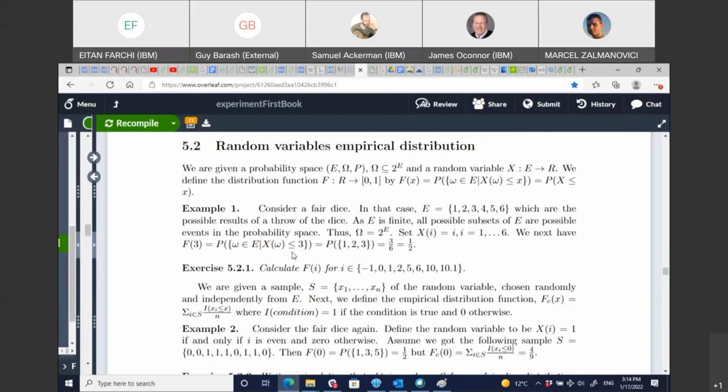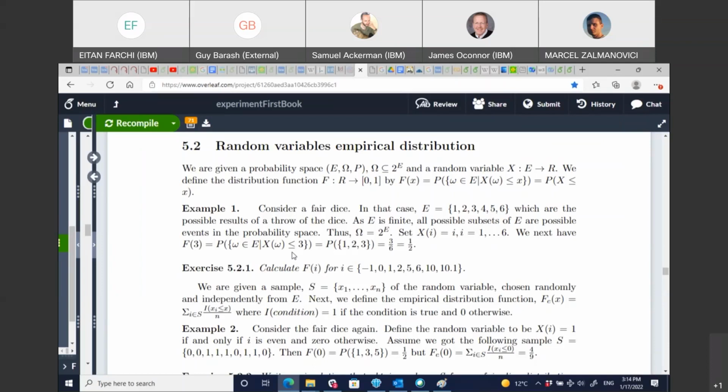And then you need the concept of a random variable, which is a way to measure some measure that you're interested in on top of this space. Okay, and then you need the concept of the distribution function, which is just the probability that the random variable would be less than a certain value. We'll see in a minute another example of a random variable, and that will help us understand this.